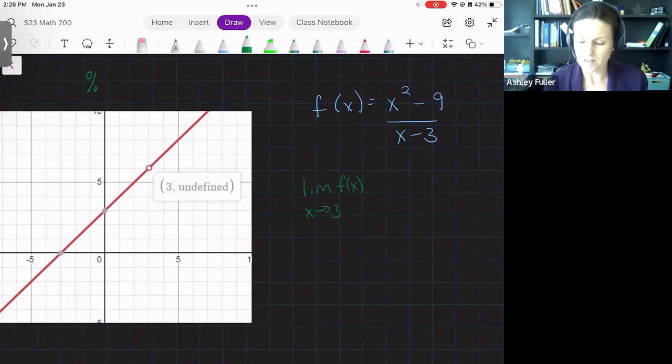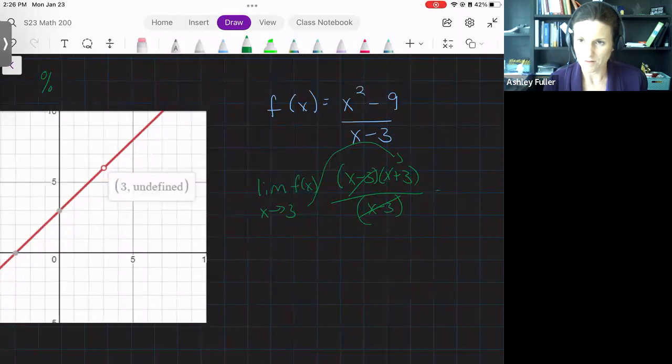Notice if I plug in 3 to the top, I get 0 and 3 to the bottom, which is an indeterminate form. But I can then factor the top into x minus 3 times x plus 3 all over x minus 3. The x minus 3's cancel, and now I can plug in the value for x since I'm dealing with a polynomial, and I get a value of 6. You'll see this is called a removable discontinuity because it simply creates a hole in the graph as shown here.